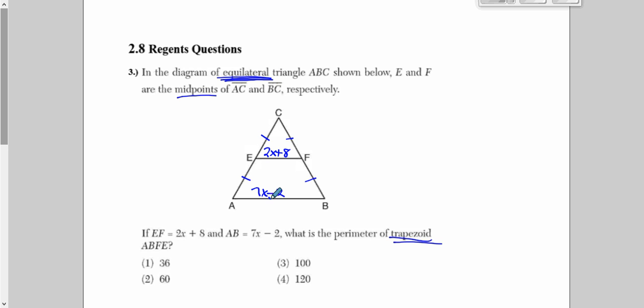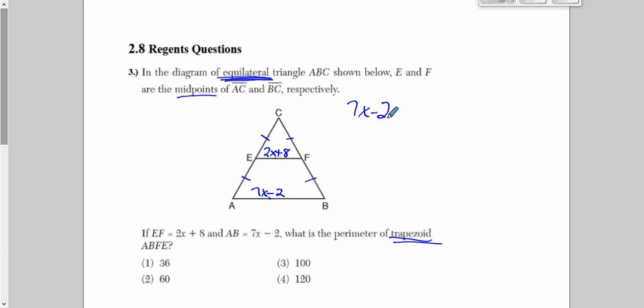This side is what compared to this segment? Twice. I could set the equation up with this being half of that, but I know what happens when you see a fraction in an equation. How do we find x? We're not talking about angles here. We're gonna need an equation. We know that this segment, which is 7x minus 2, is twice that one. What's our equation?